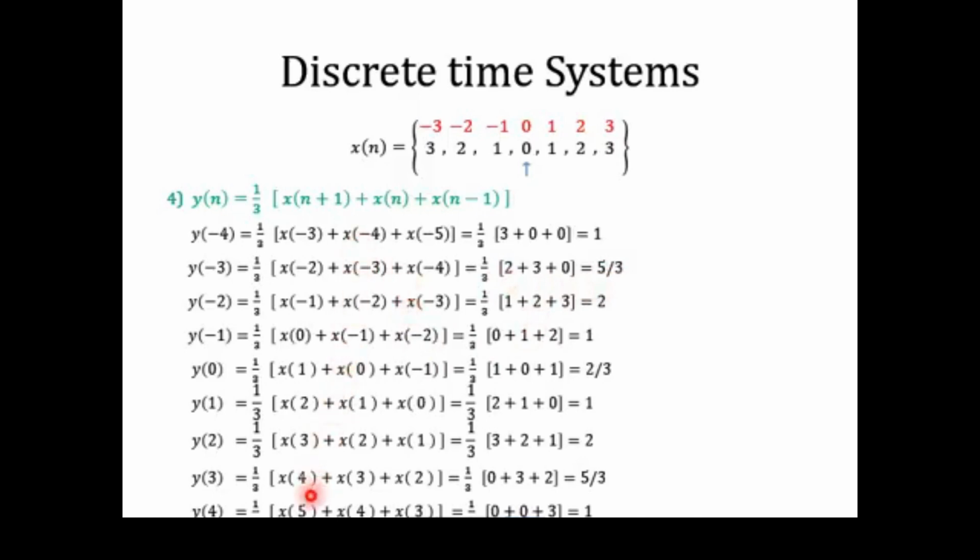Similarly, you can calculate all the remaining outputs. For example, for the calculation of y of 3, we have to put small n equal to 3 in this difference equation. So it will become x of 4, x of 3, and x of 2. After adding x of 4, x of 3 and x of 2, we will divide by 3. So x of 4 is 0 because it is not present here. x of 3 is equal to 3, so here we will write 3, and x of 2 is equal to 2, so here we will write 2. So 3 plus 2 is 5, and 5 divided by 3 is 5 over 3.